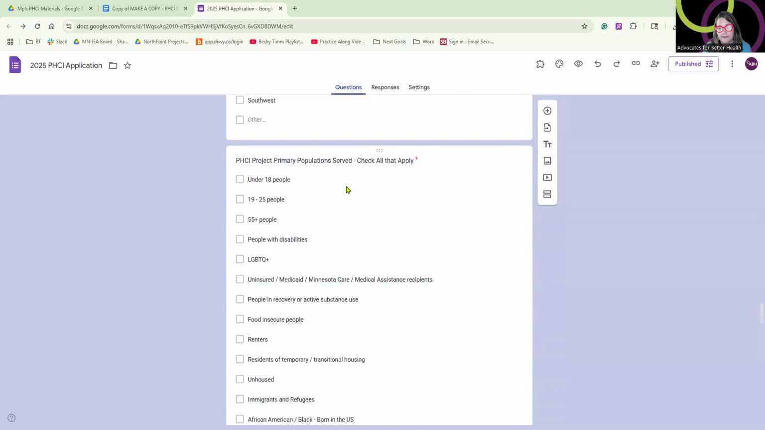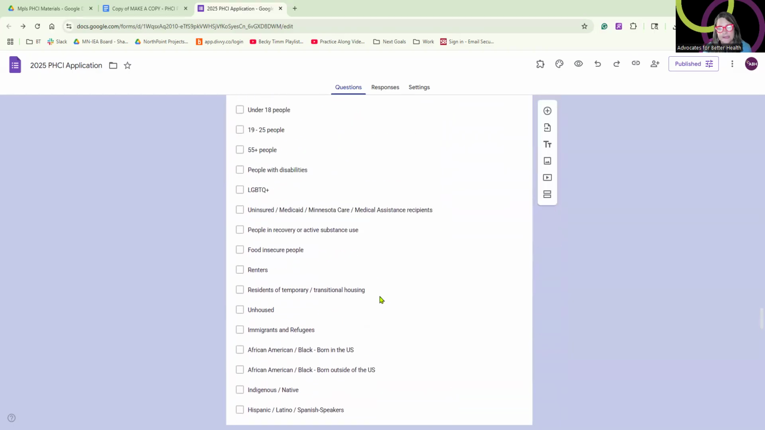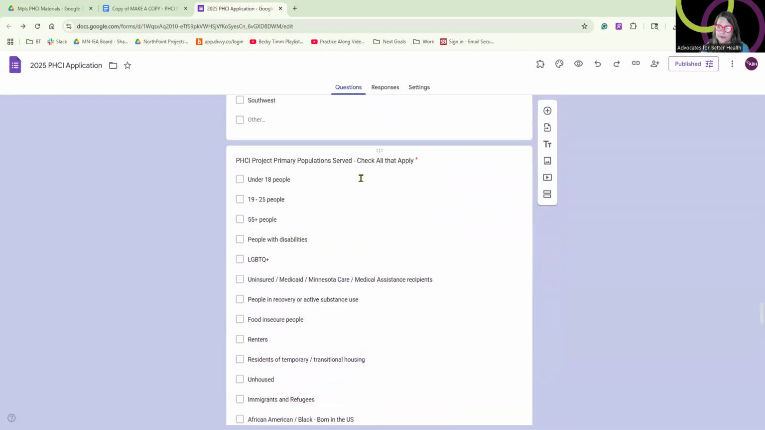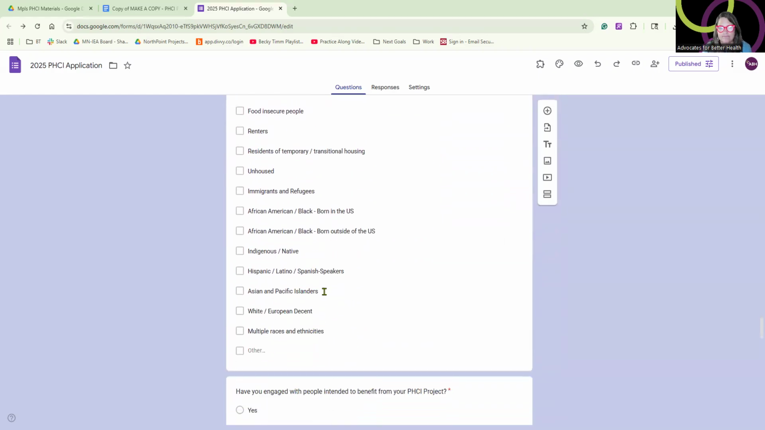Moving on to population served, check all that apply, and then feel free to use the other, because this is not an exhaustive list. If you want to work with people under 18, or people in recovery or active substance use, or immigrants and refugees, or Asian and Pacific Islanders, mark that and use the others too. Again, this isn't meant to be that you click everyone, because these projects are not at the scale. No project could work with all of these populations.